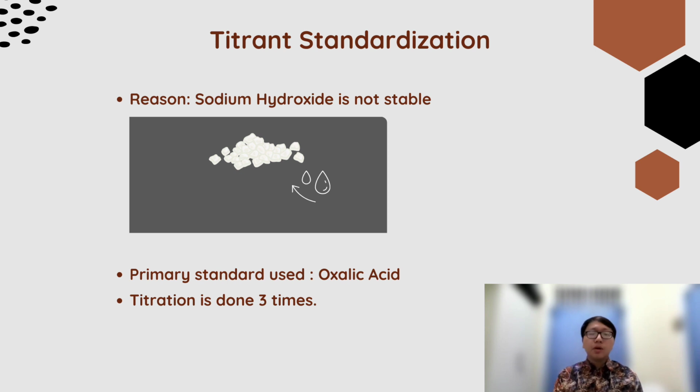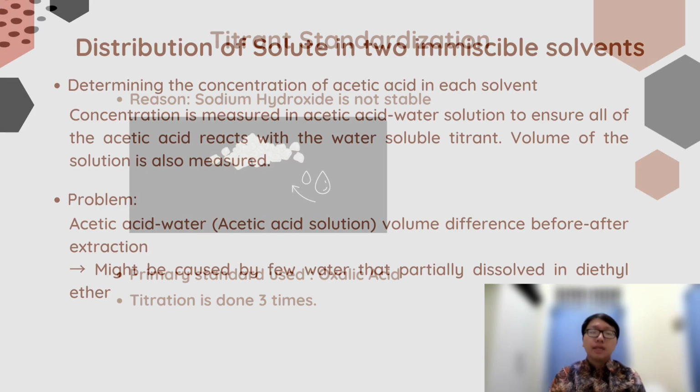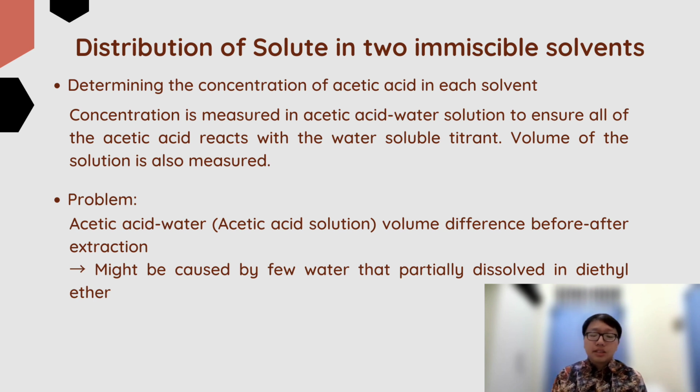And now let's talk about the titrant standardization. Why do we standardize the titrant? It's because the sodium hydroxide, which is the titrant, is not stable due to its hygroscopic characteristic. So we use a primary standard, which is oxalic acid, to standardize the sodium hydroxide. And for the main part, the concentration is measured in the acetic acid water solution to ensure all of the acetic acid reacts with the water soluble titrant, which, as we talked about earlier, is sodium hydroxide.